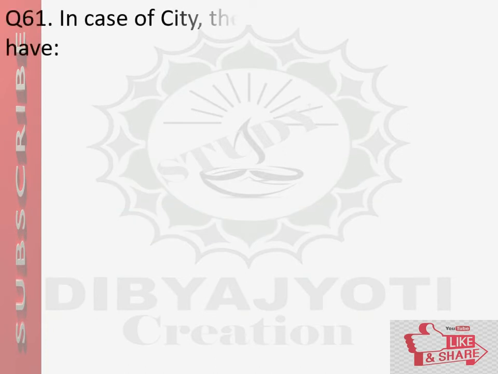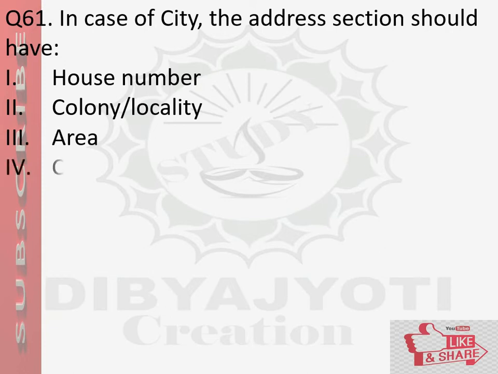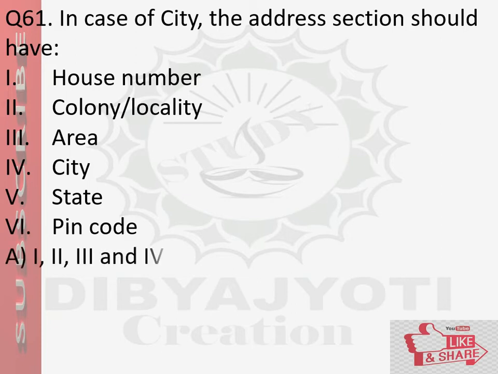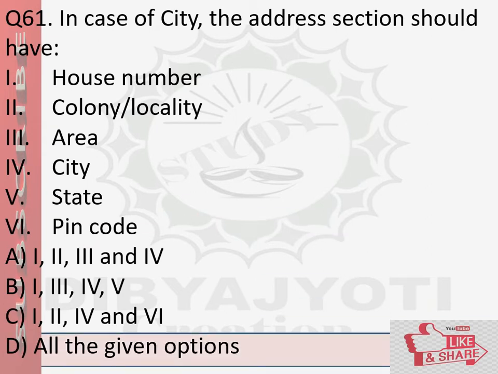Then next, in case of city, the address section should have option A house number, option B colony, locality, area, option C cities, state, pin code, and the answer is all of the above. And again the answer is option D, all the given options.